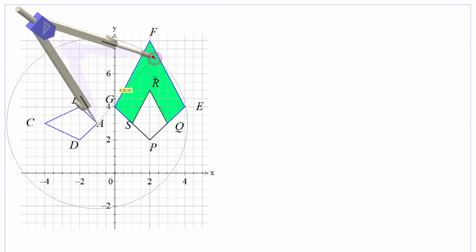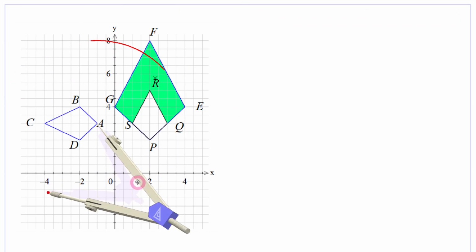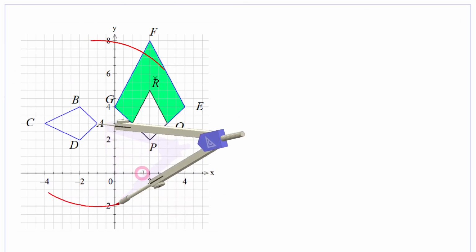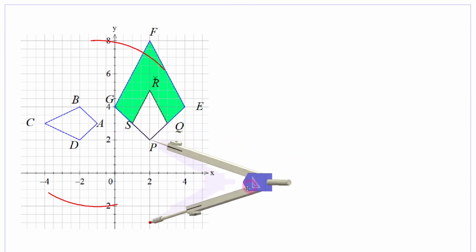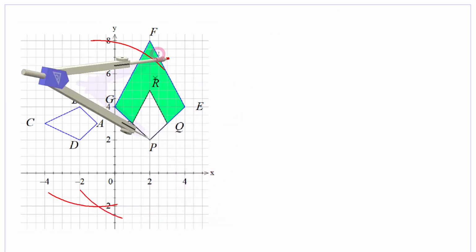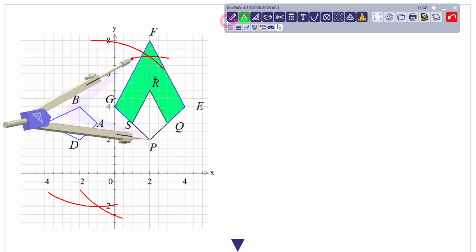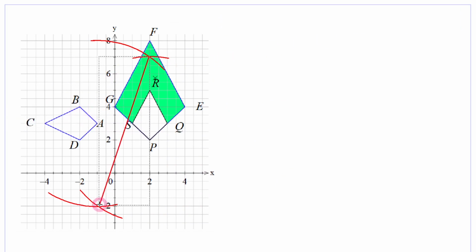Somewhere around here. Okay, do the same thing at the bottom here. Now move your compasses and place the needles of the compasses on P. Keep the same width. Don't adjust the width. Okay, so next step is just connect these two intersection points together.